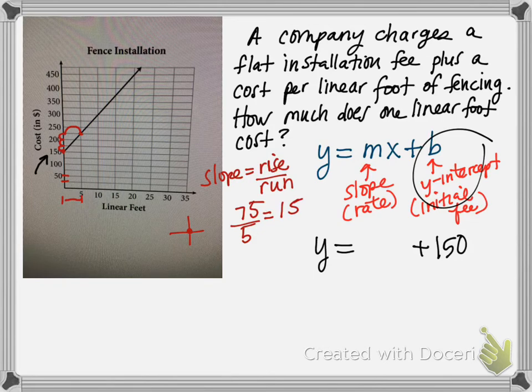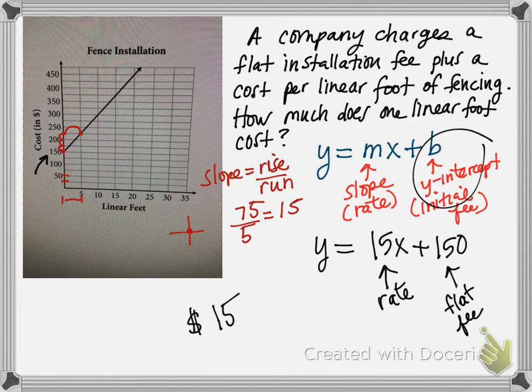So I can complete my equation here: y equals 15x plus 150. Again, the slope or the rate is $15 for 1 linear foot, and their initial fee, or flat fee, was $150. So my final answer: it costs $15 for 1 linear foot.